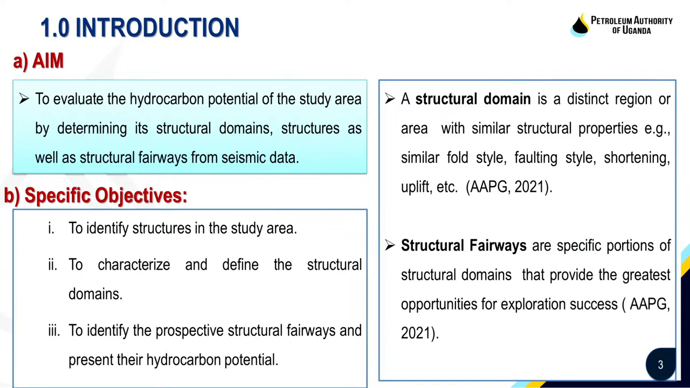Then, to characterize and define the structural domains. By domains, I mean areas or regions with similar structural properties. For example, we find an area which has a similar faulting style. We look for these areas, then we look for the structural areas in those areas. For example, if this room is full of mangoes and oranges, look for areas which have mangoes in the same area, and those will be our domains. Then within that area which has mangoes, which are the sweetest mangoes? We evaluate and see which mangoes can give us better juice. So I'm just giving a layman's example of these fairways.